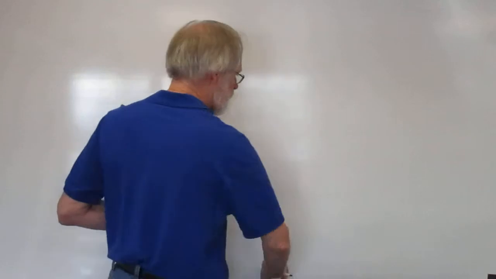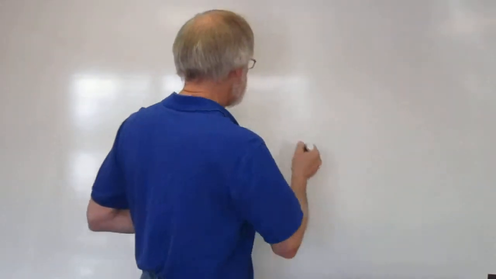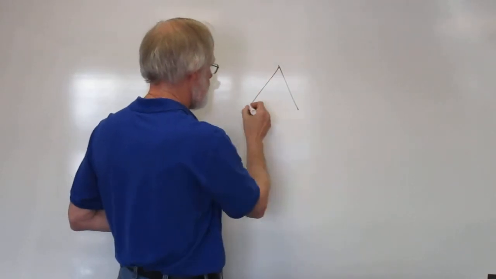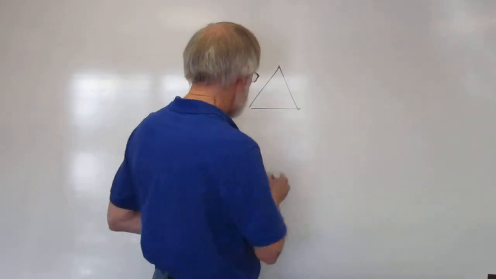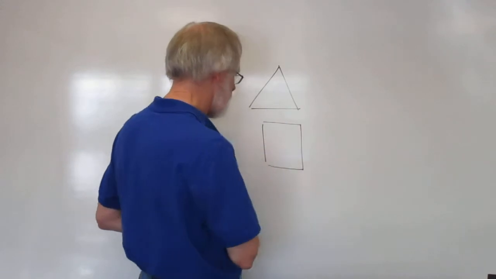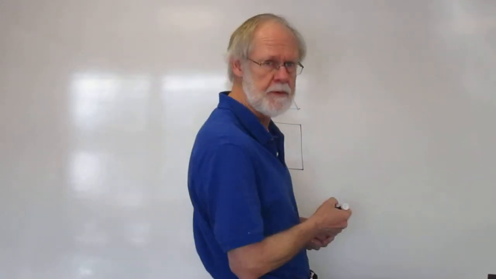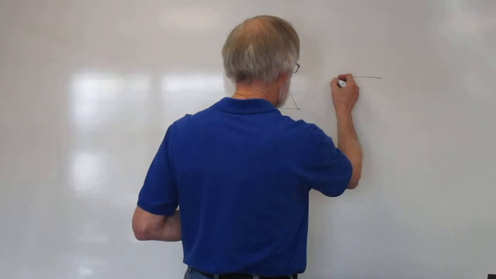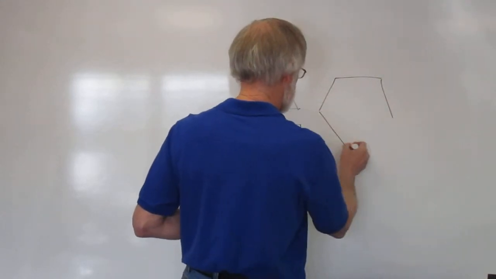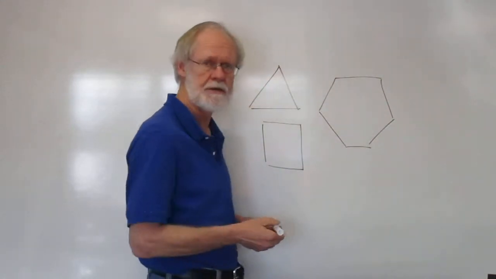So polygons can have any number of sides. The smallest number of sides would be 3, a triangle. You can have a quadrilateral, 4. You can have a pentagon of 5, and of course the most famous pentagon is the one in Arlington, Virginia.